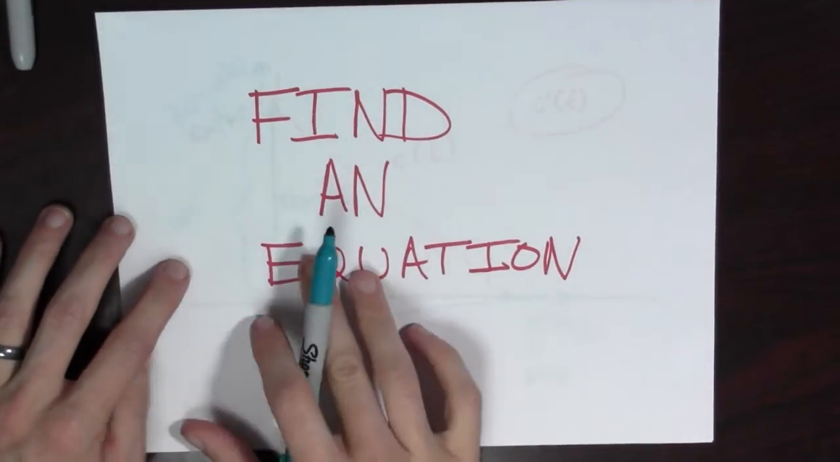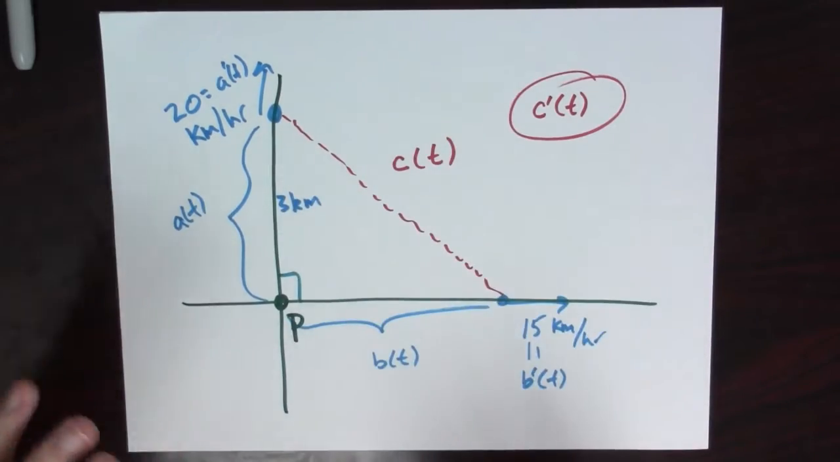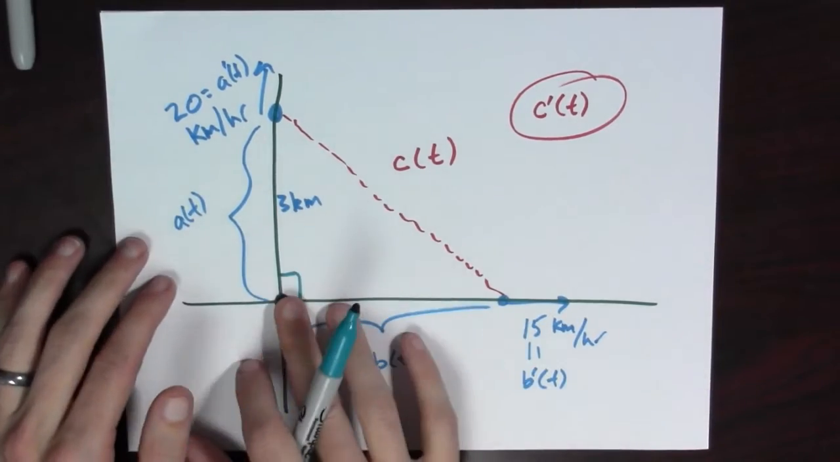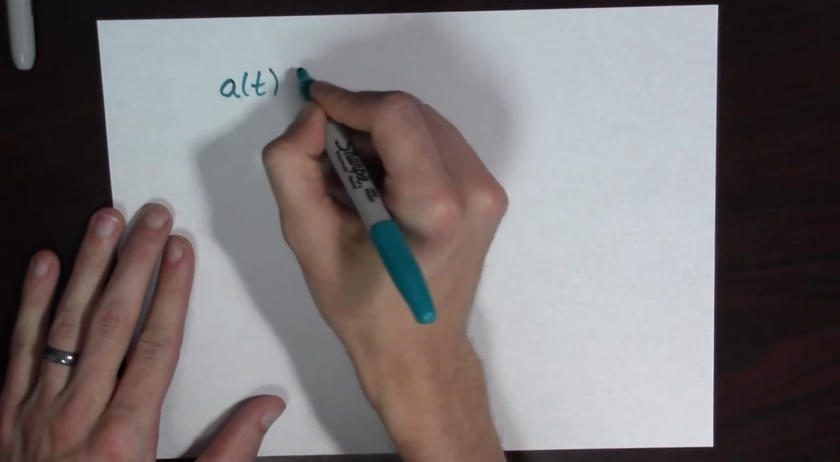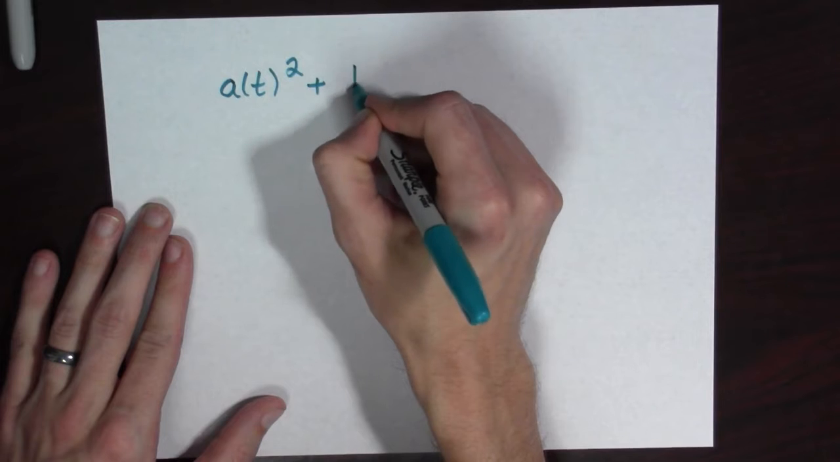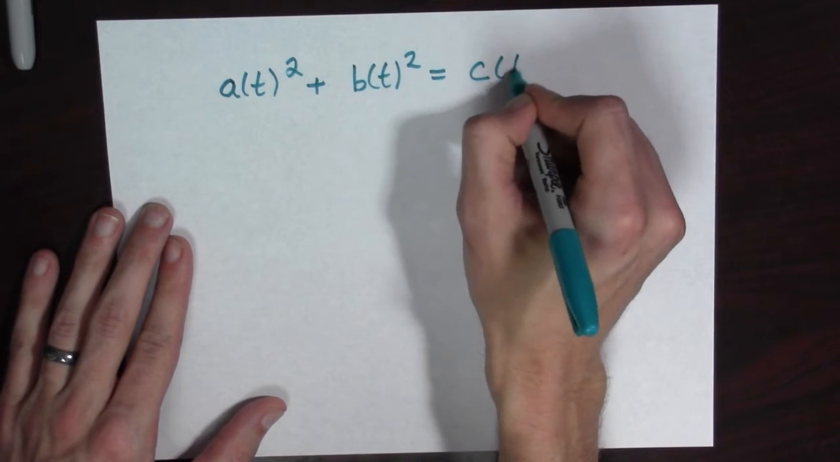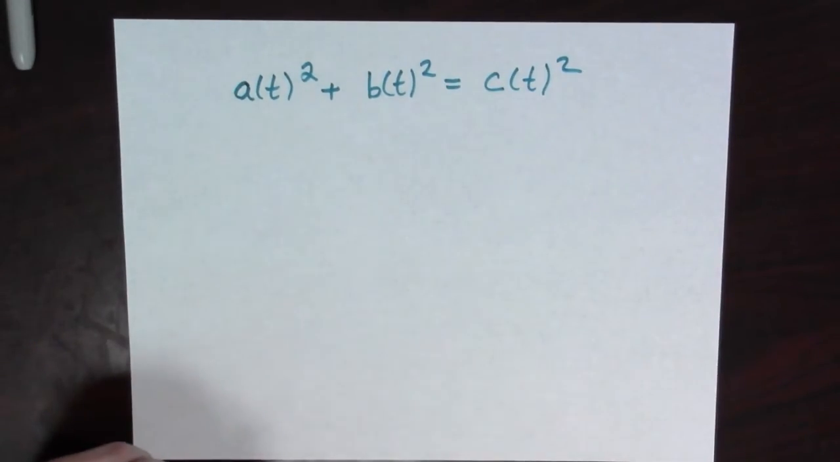Now that we have a picture, we should try to find an equation. So let's look at our picture here. We can see a big right triangle in the middle. So maybe what we should do first is use the Pythagorean theorem to help us with our equation. So from the Pythagorean theorem, we have that A of t squared plus B of t squared is equal to C of t squared. And that's a fine equation.